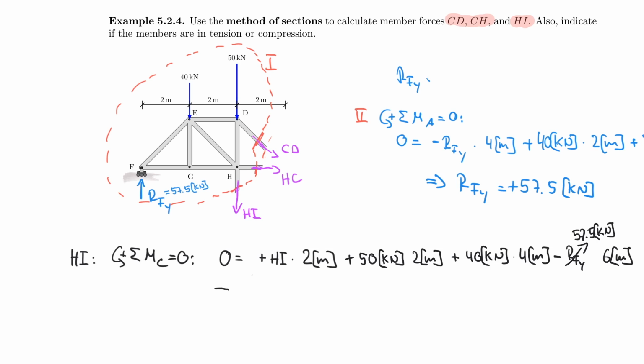And I can now solve this for HI by just rearranging the equation, and HI would be 42.5 kilonewton positive, which means it's in tension, or we assumed correctly. So yes, this here would be equal to 42.5, or I just double underline my result here. So now I solved that one. How do I find the other ones?